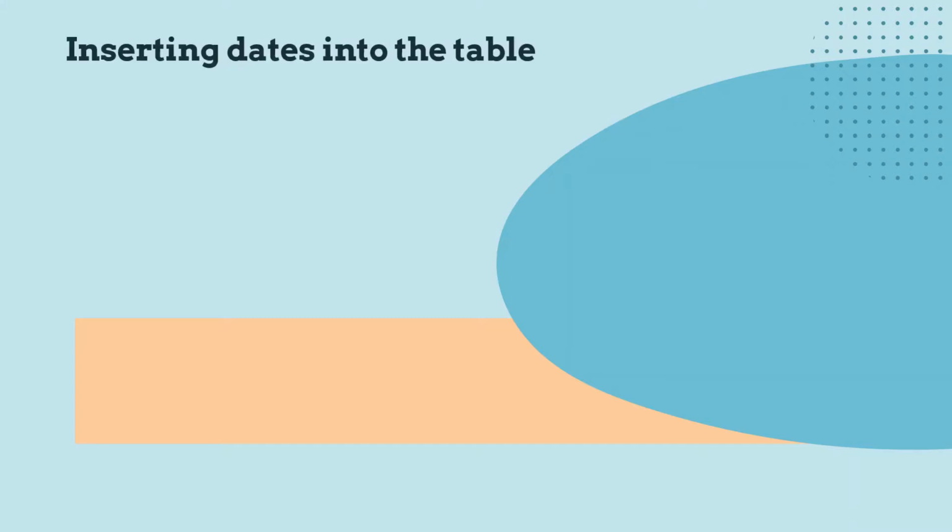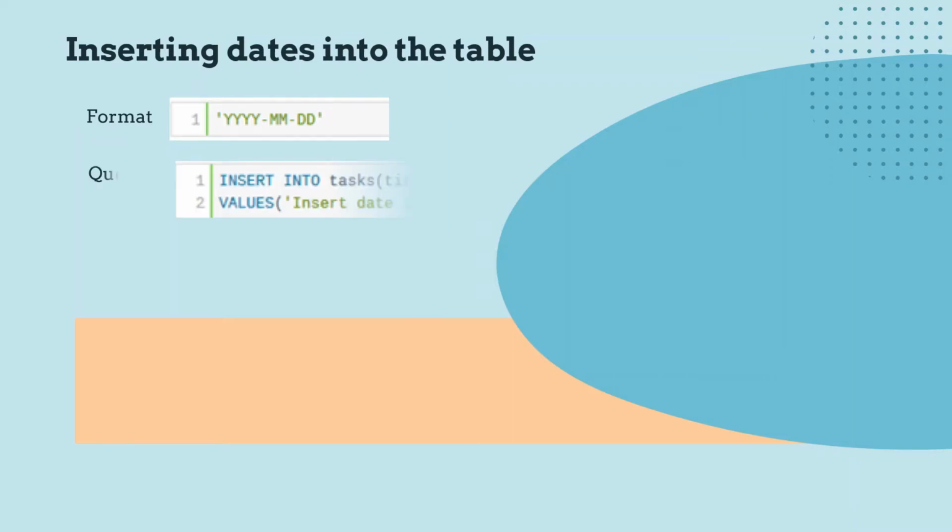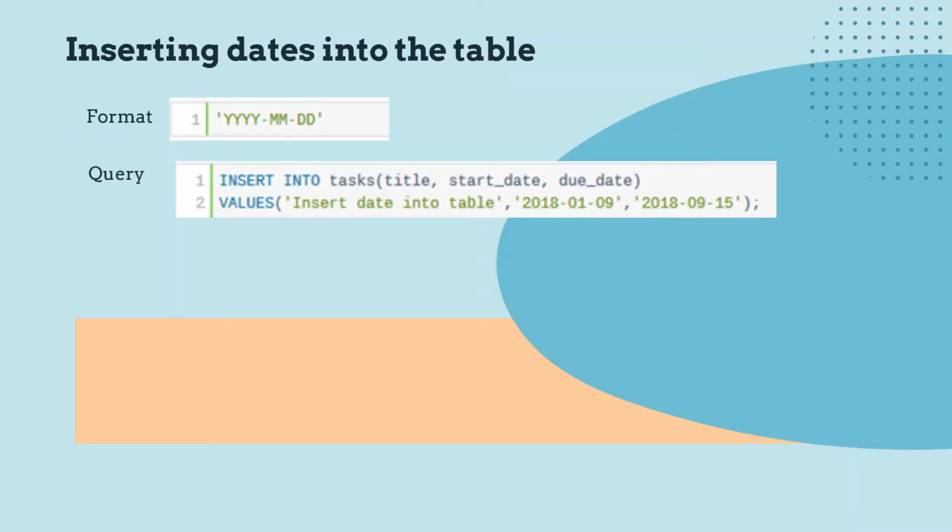And then to insert that value into a column, we can use this following format. In this format, YYYY represents a 4-digit year, MM represents a 2-digit month, and DD represents a 2-digit day. And this is an example of syntax to add a new row to the task table with start date and due date values. Insert into task, and then the columns are title, start date and due date, and then the values are the title of the task, and then start date and due date.